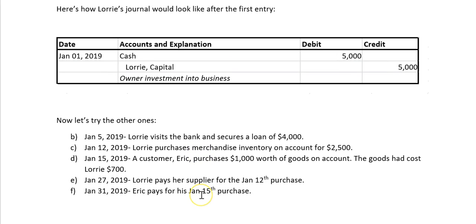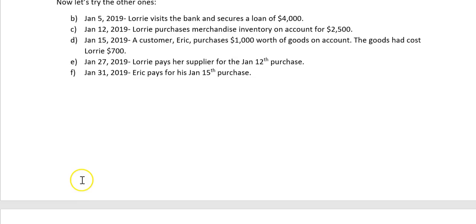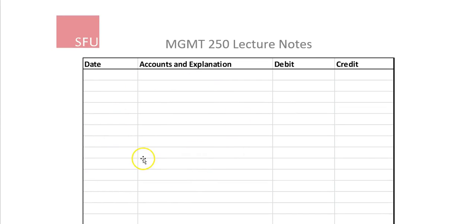So let's go ahead and try some of the other journal entries. So I have the transactions listed out here again from January 5th down to January 31st, and you have a good idea what a journal entry looks like. So why don't you just take a minute here and try B through F down in this journal which I have provided you.